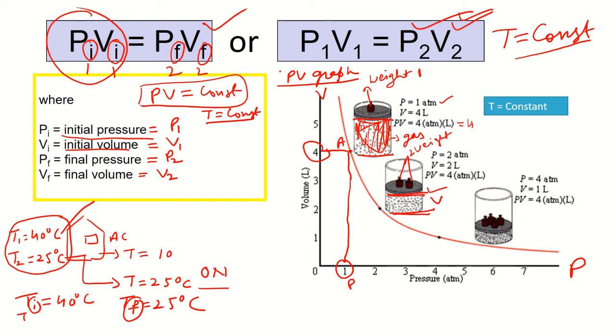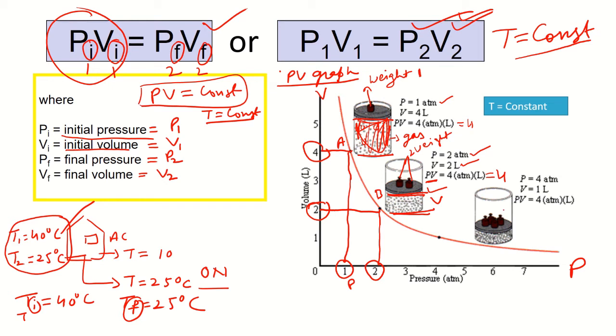So we will check. If I say this is represented by the point B, at this point B the value of the pressure is 2 atmosphere, and the value of the volume is 2 liter. So this is 2 atmosphere here and this is 2 liter here, and if I multiply, this will come 4. So this PV is coming 4 here.